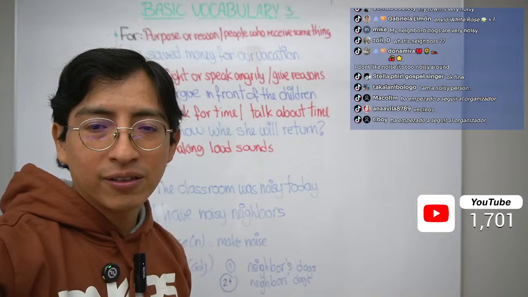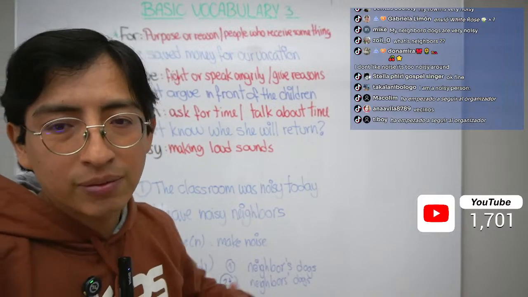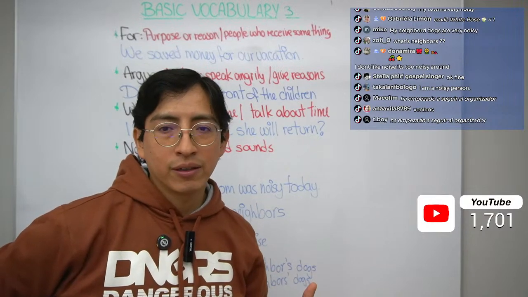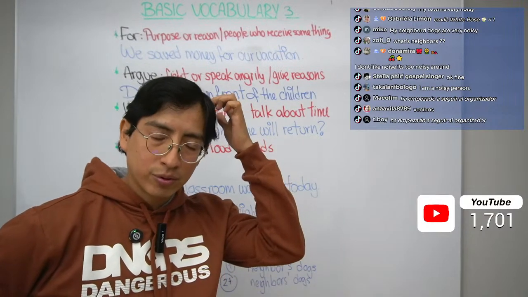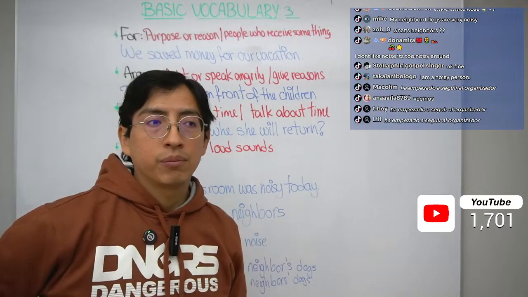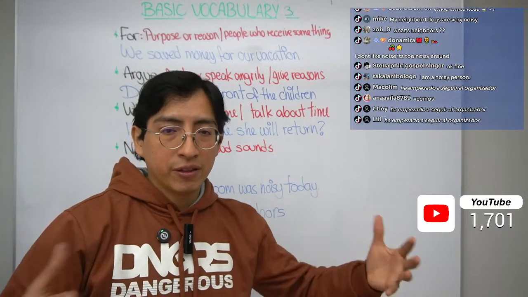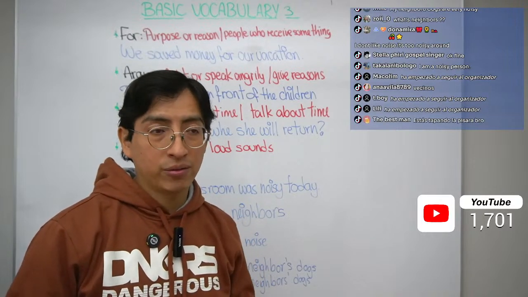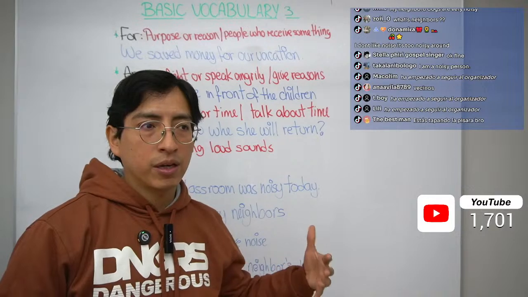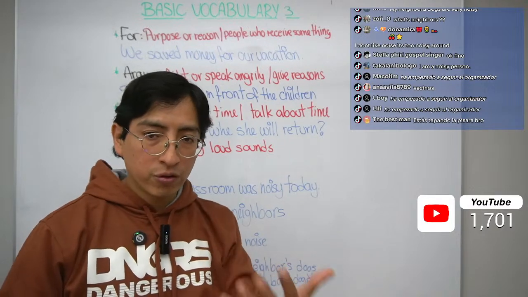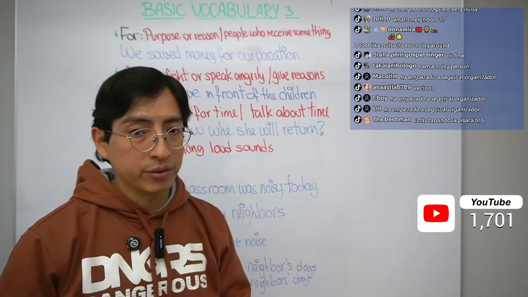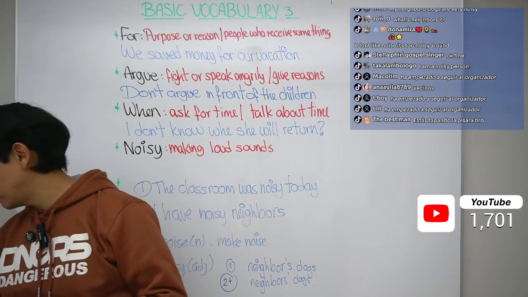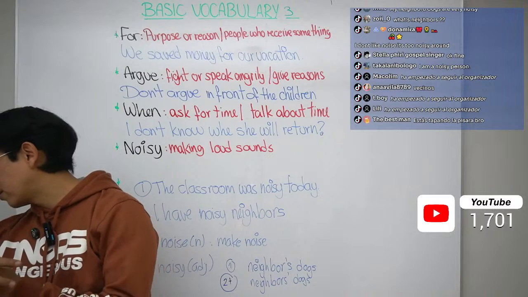What's neighbors? Neighbor is the person that lives next door. So everyone has neighbors, right? Because we always live in a community or in a city or in a town. So the people that live next door or in front of you are your neighbors. My neighbor's dogs are very noisy. Yes, very good. Guys, let's continue with the next sentence.